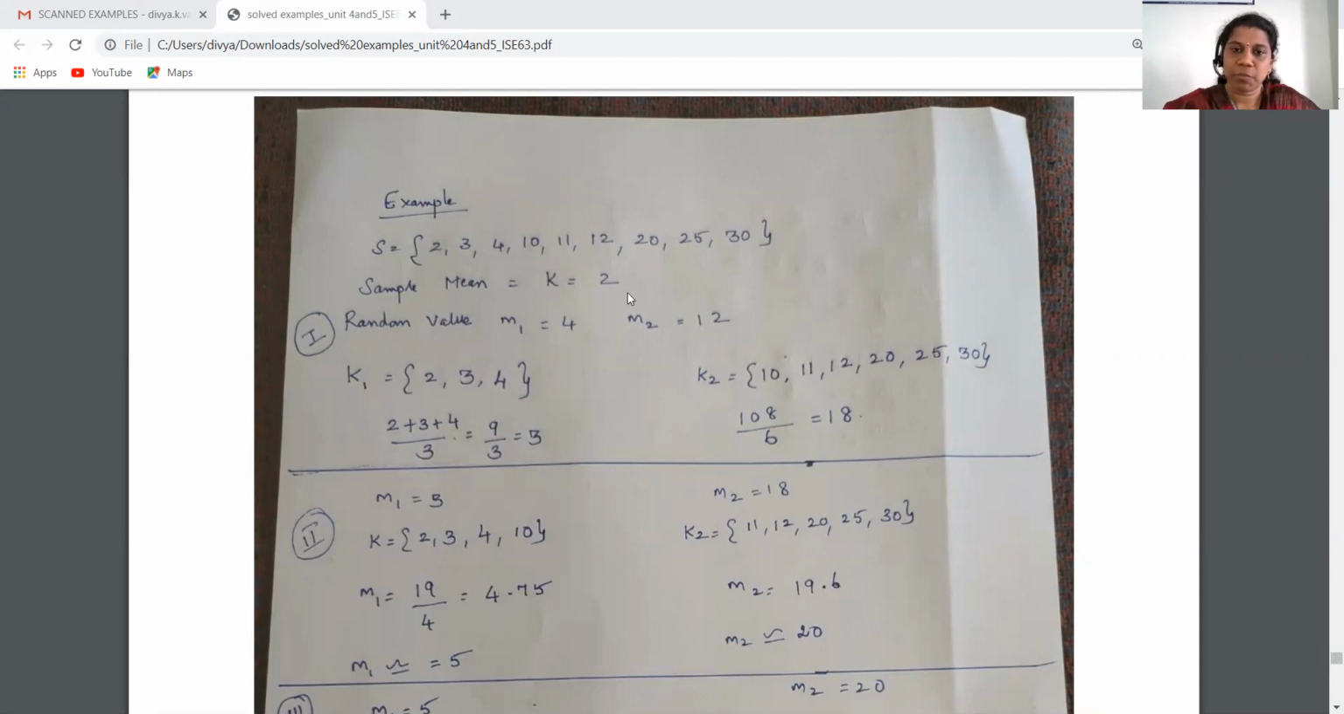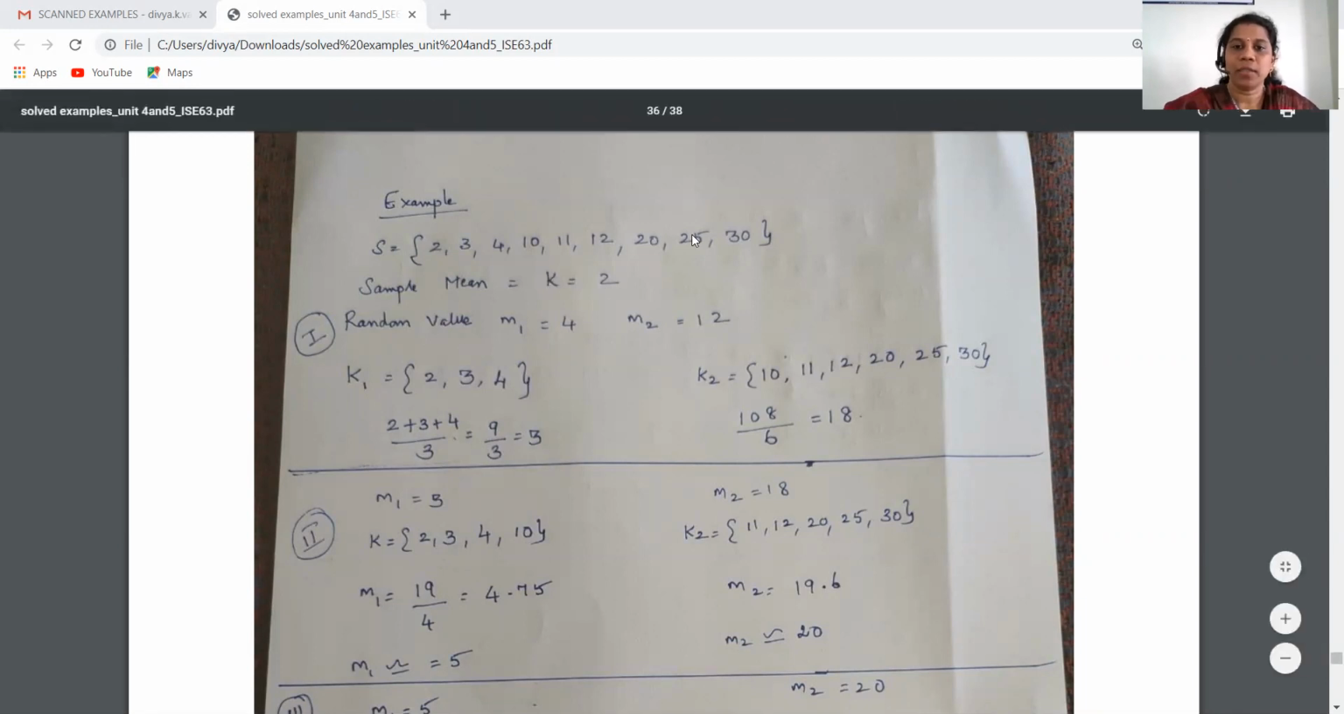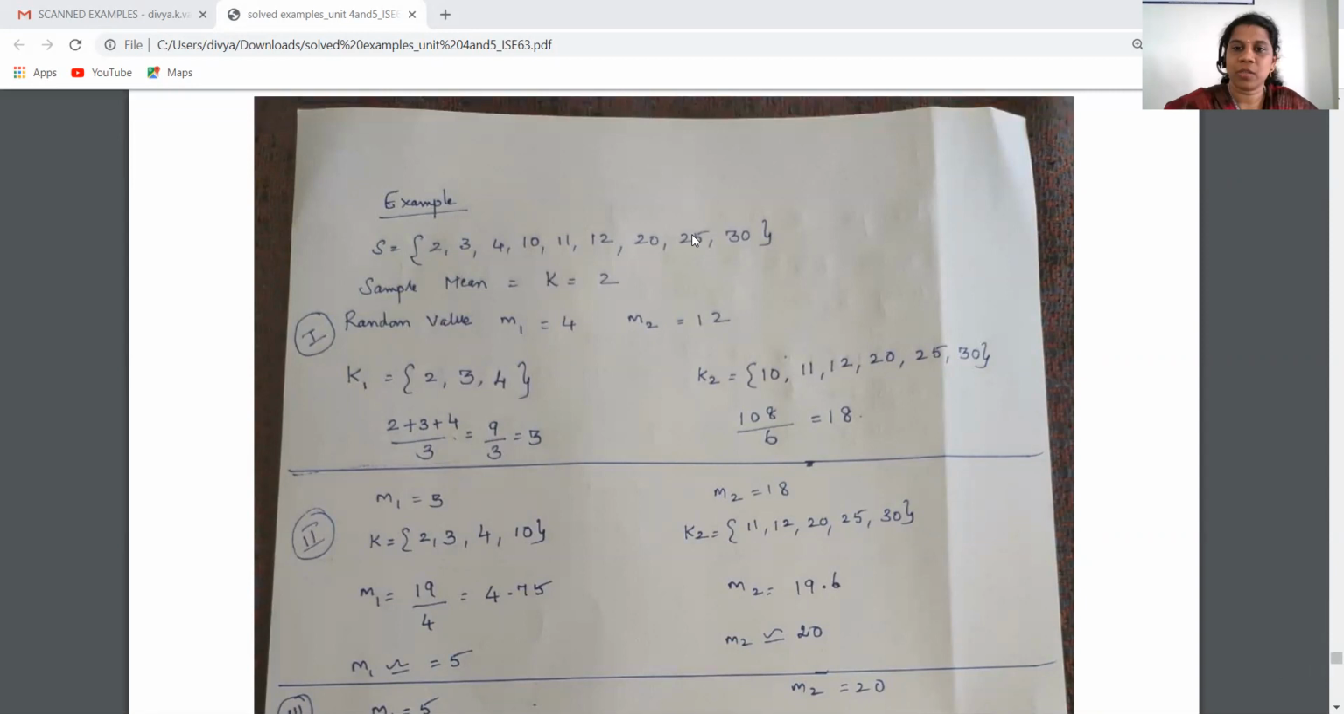Then, based on that mean value, we calculate the distance from all other points, and we rearrange the clusters based on the minimum distance. Then again we calculate the mean value. That process continues until we get a fixed cluster. So we will see this procedure with an example.